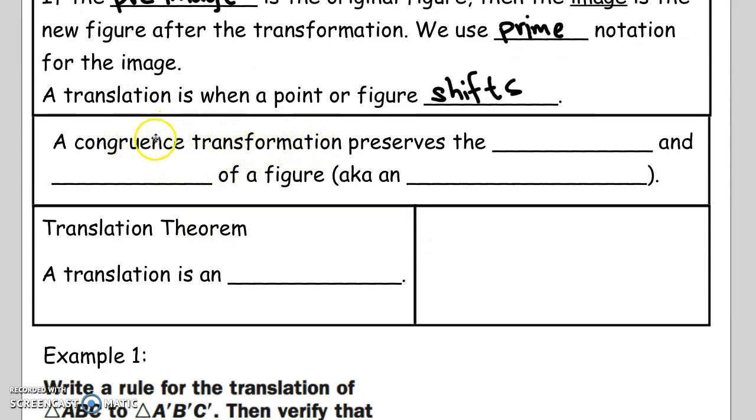What is that? Well, we know what congruent means. It means that you have two figures and they have the same size and shape. Well, a congruence transformation is going to preserve the size and the shape of a figure. So that keeps the two congruent, size and shape of a figure. Now we call this phenomenon an isometry.